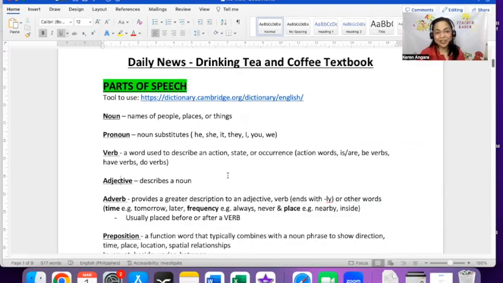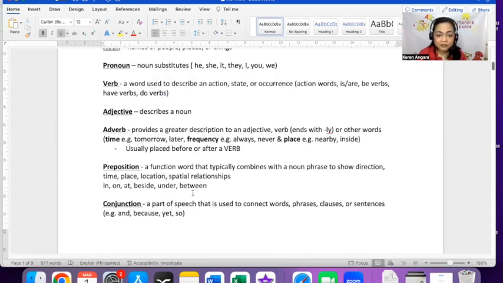So let's get started with the daily news textbook about drinking tea and coffee. What you guys have to familiarize yourselves with would be the parts of speech. Is it a noun, a pronoun, a verb, adjective, and so on? And it's basically going to be a no-brainer for the words covered in the lesson.